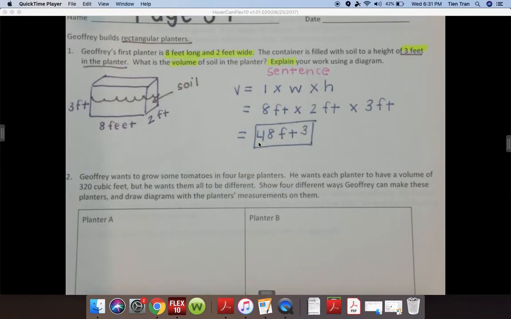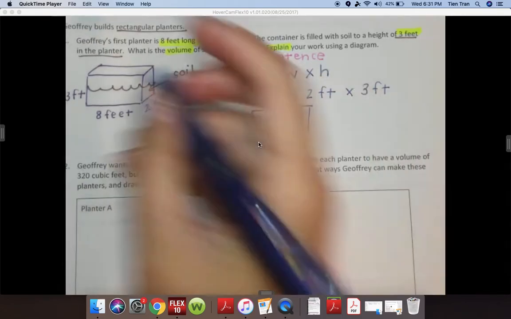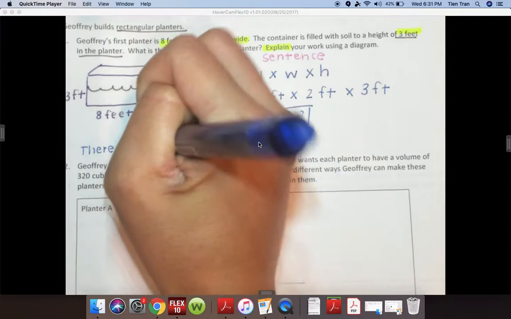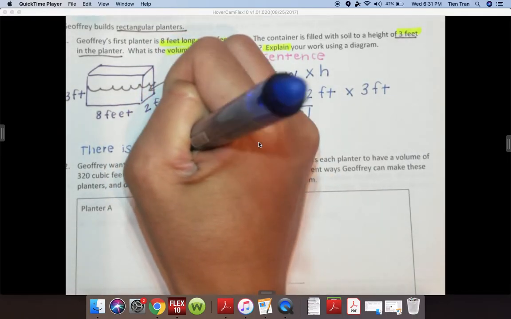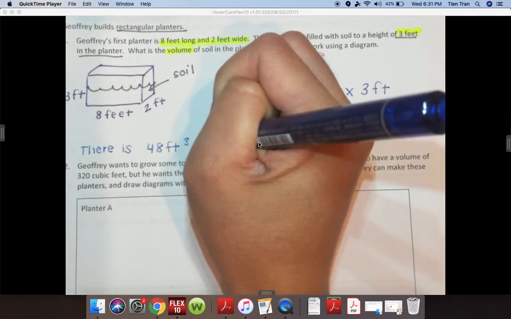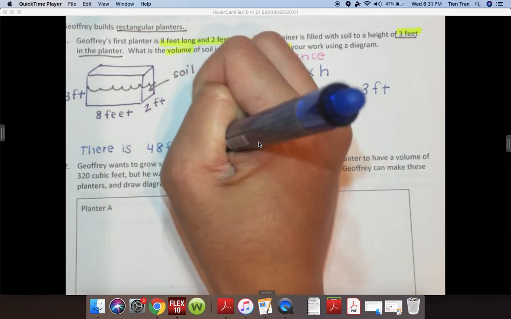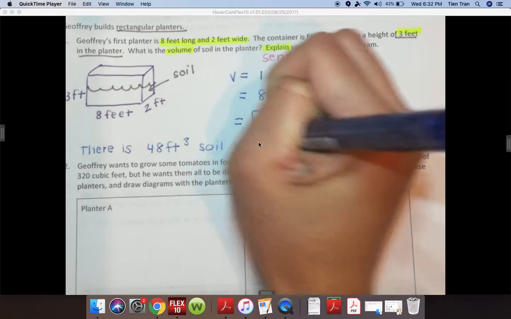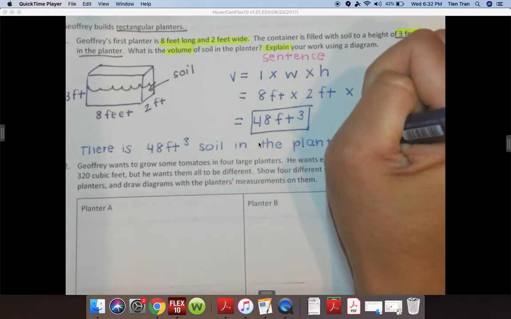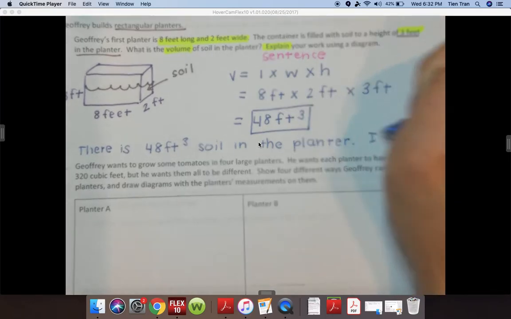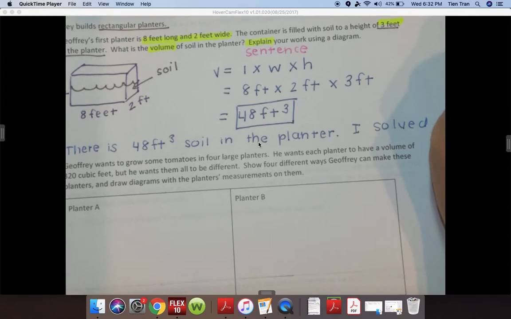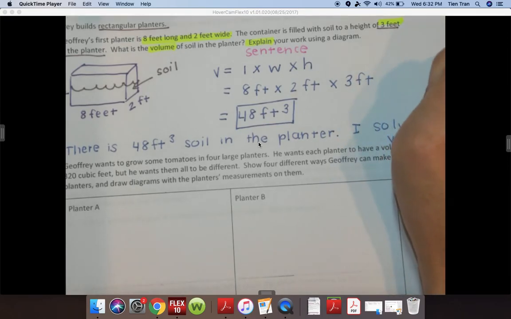So I can now write my sentence. There is 48 feet cubed soil in the planter. I solved the volume.